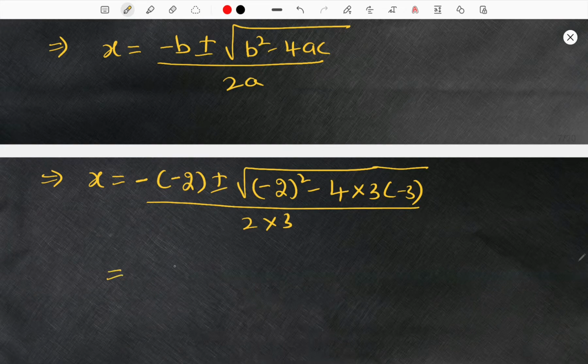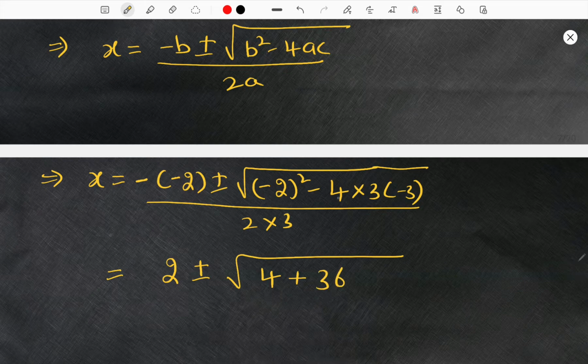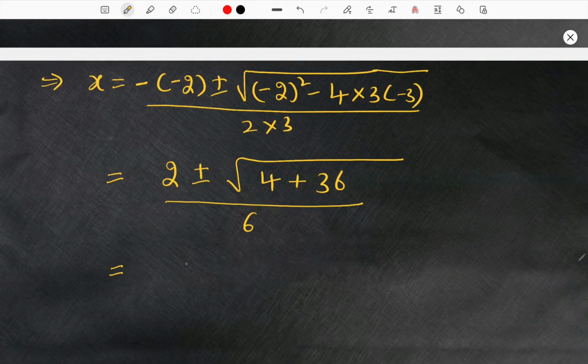Alright, minus of minus 2 means 2 plus or minus under root minus 2 whole square is 4, then minus into minus becomes plus, and 4 into 3 is 12, and 12 3s are 36. Otherwise you can do it as 3 3s are 9, then 4 into 9 is 36. Divided by 2 into 3 is 6. So we are going to have it as 2 plus or minus under root 40 divided by 6.